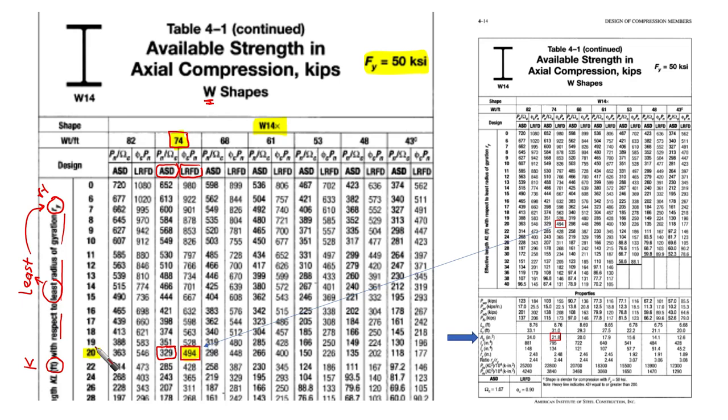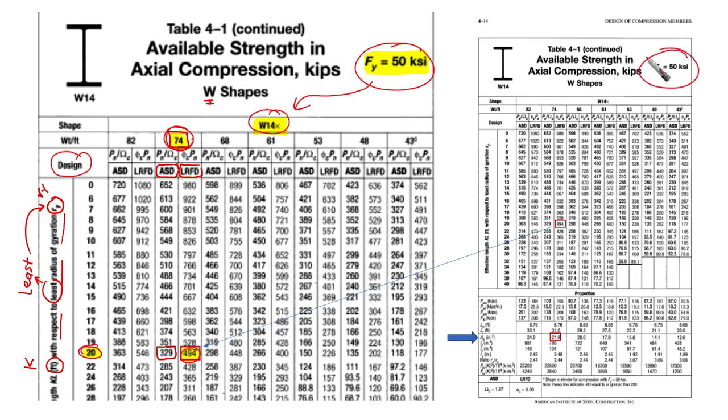So at 20, this is for the design, and this is KL with respect to RY, it is 20 here. Then this is F yield 50, and we have wide flange 14, and then we go to 74. This is the weight per foot, or per unit length, and then we have ASD and LRFD. So we have LRFD here, which is 494.